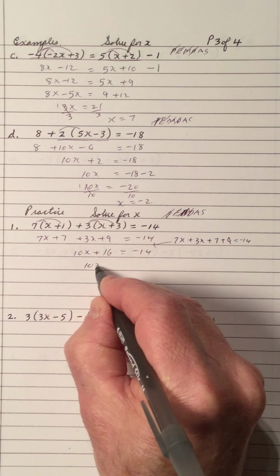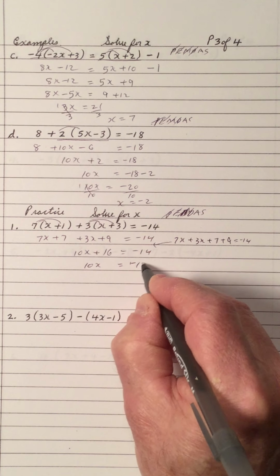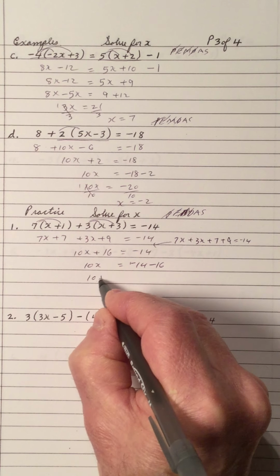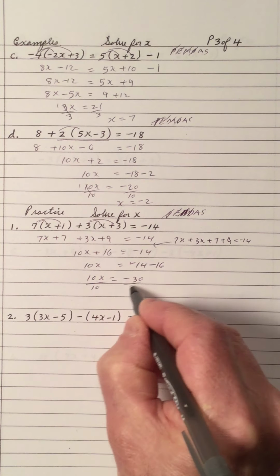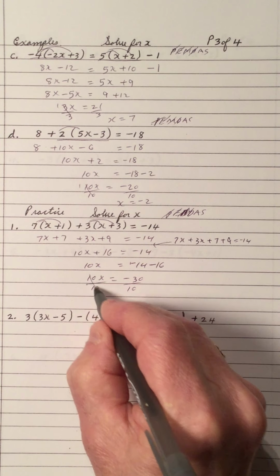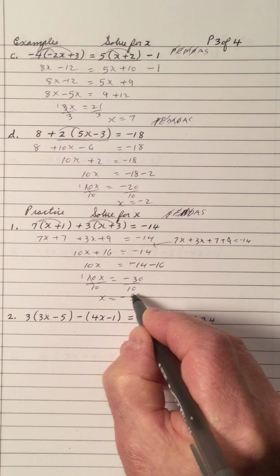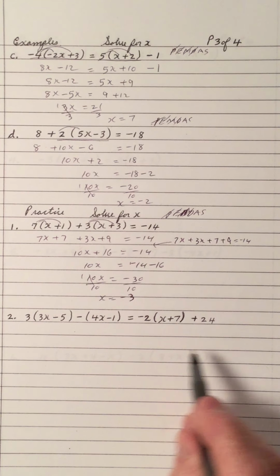There's no more x's. The x's are already on the left side. So I got a -14. That's a plus 16, becomes a -16. 10x equals -30. And I divide by 10, because the opposite of multiplication is division. 10 divided by 10 is 1. So I get x equals -3. Number 2.